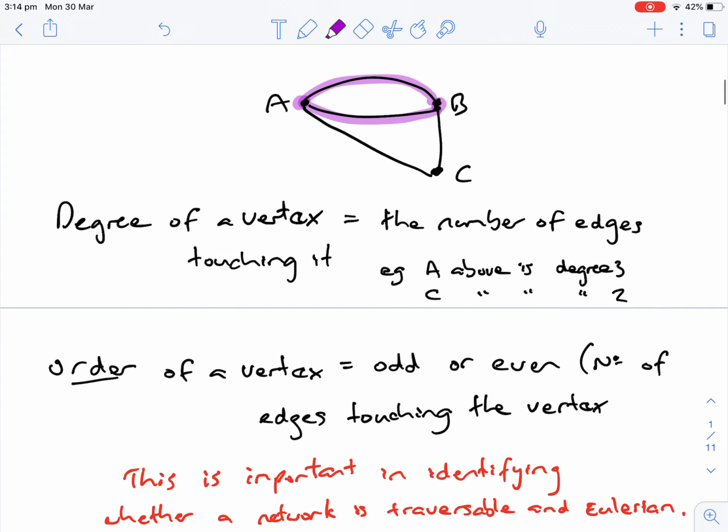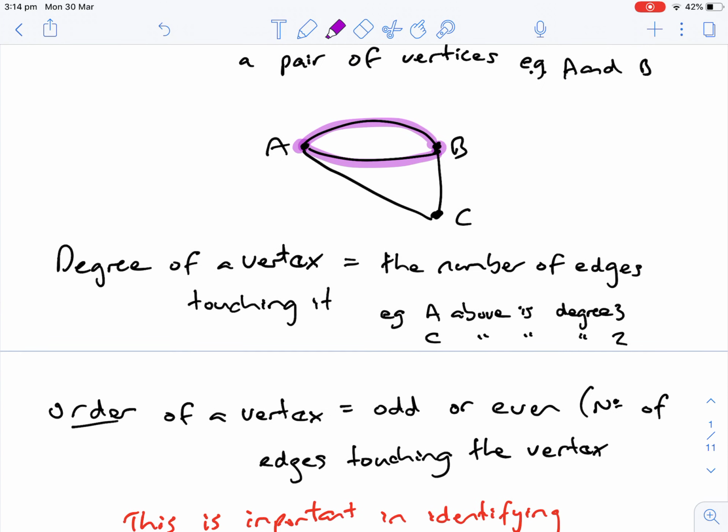The degree of a vertex is the number of edges touching it. In that diagram above, A has degree 3 because there are 3 lines coming into it. So you can see here I've got those 1, 2, 3 lines coming in. B would be of degree 3 also because I've got the 1, 2, 3 lines coming into that. And C would have degree 2 because there's 2 lines coming into that one.